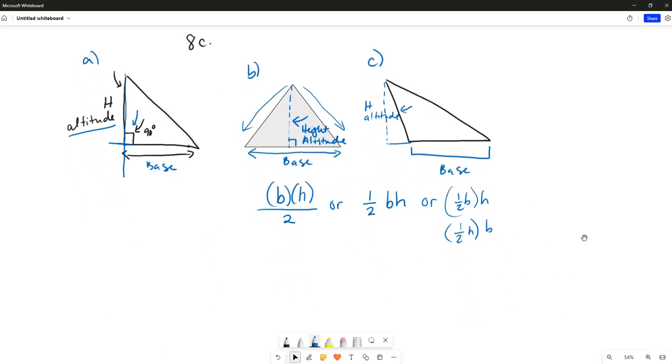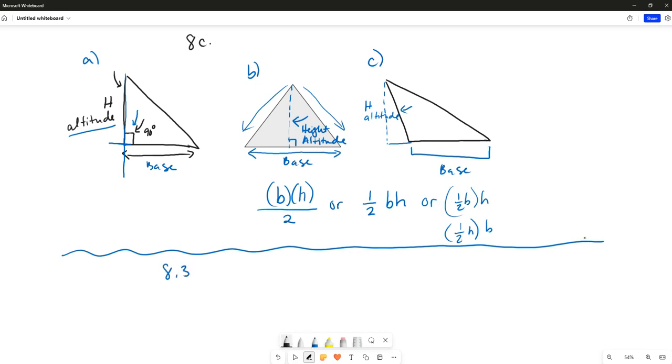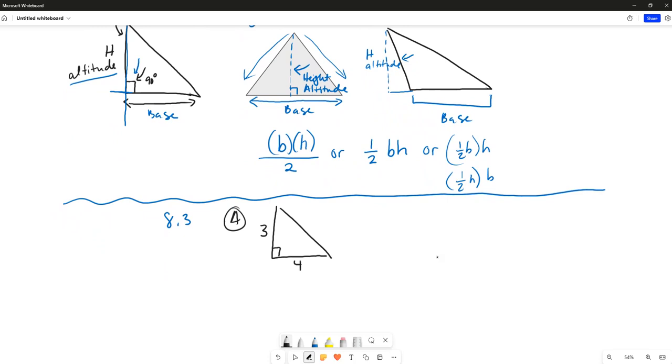All right, so let's look at our first example for this, 8.3. This A, that's a right triangle. It has a perpendicular line, forms a square corner there. It has an altitude or a height of 3 and a base of 4. So I can multiply base times height together. 3 times 4 is 12, divided by 2, which equals 6. And these are inches, so it's inches squared. So we could do it that way.